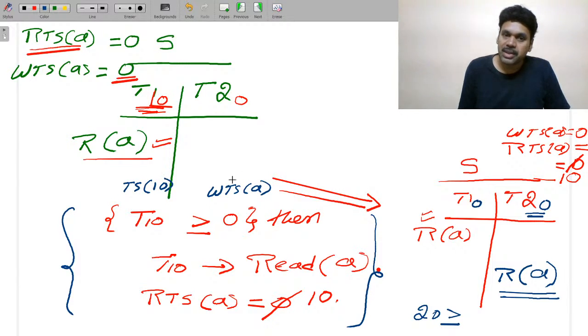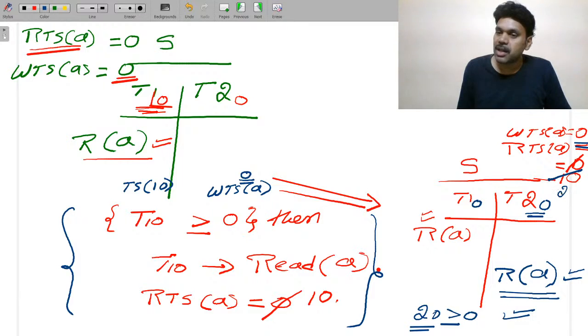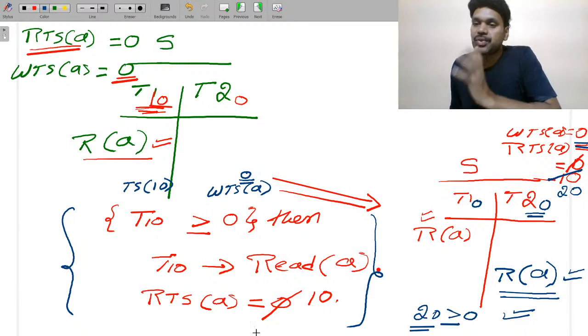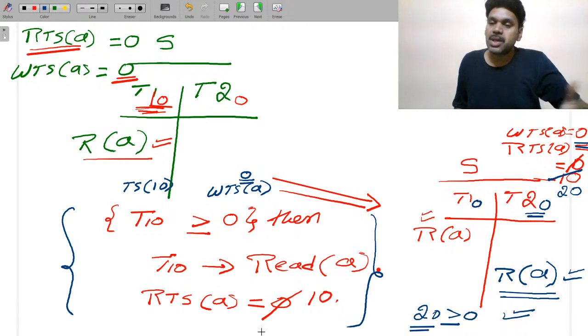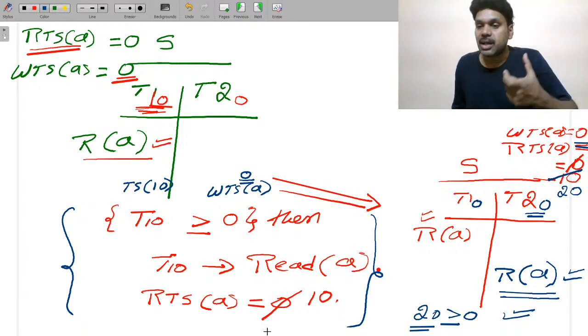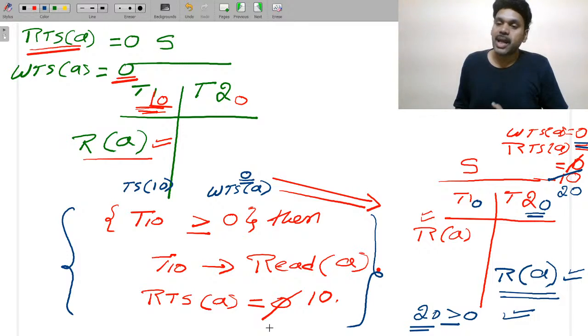So you are coming with 10. Your WTS timestamp value is 0. In the same way, I am going to check. You are coming with a 20 request and your WTS value is 0. This is also true. Hence, you allow T20 to perform the read operation and update your latest read timestamp value to 20 only. Therefore, whenever there is a successful read operation, the read timestamp value will be updated with the upcoming transaction's timestamp.